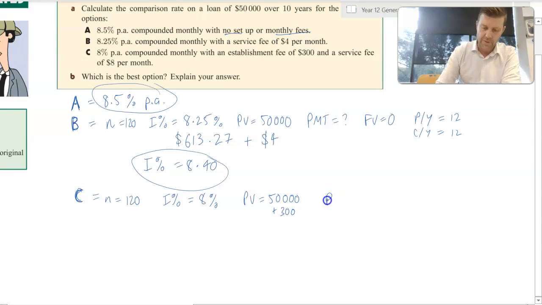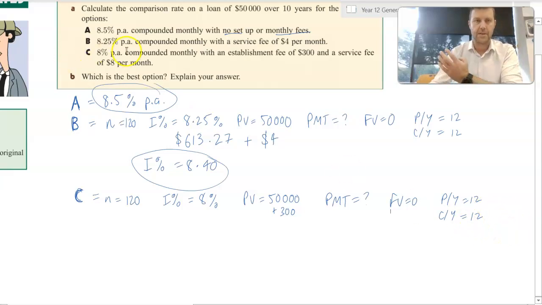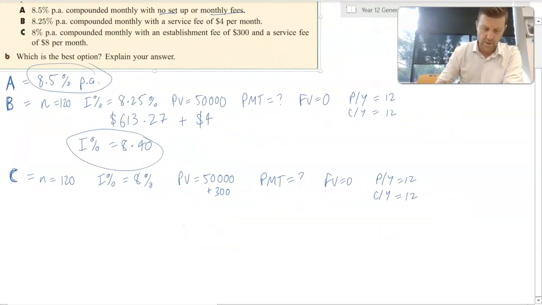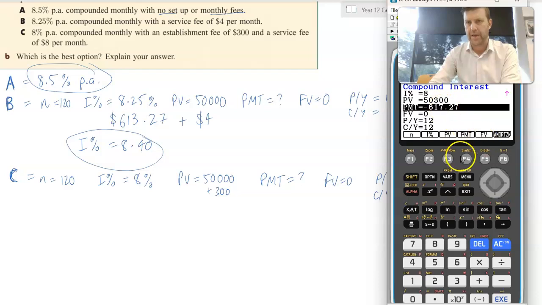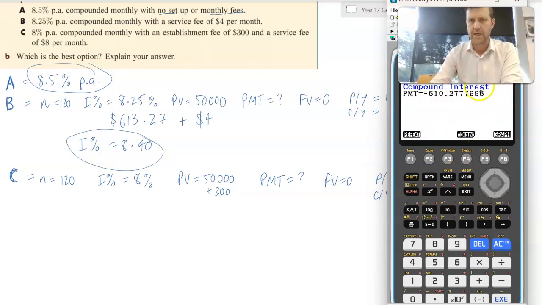Again, I'm trying to ask, what is the PMT going to be based on that. The future value is going to be 0. PY and CY will both be set as 12 because we're assuming monthly repayments and your interest is being compounded monthly. It does say that. So based on that, what is the value of PMT? Well, in our graphics calculator, I'm just going to make those tweaks, go back, set our interest rate at 8%. The present value is now going to be an extra $300. Okay. And PMT is what we're actually asking it to work out. So what will the PMT based on that be? It's $610, rounding up to the next cent and 28 cents.